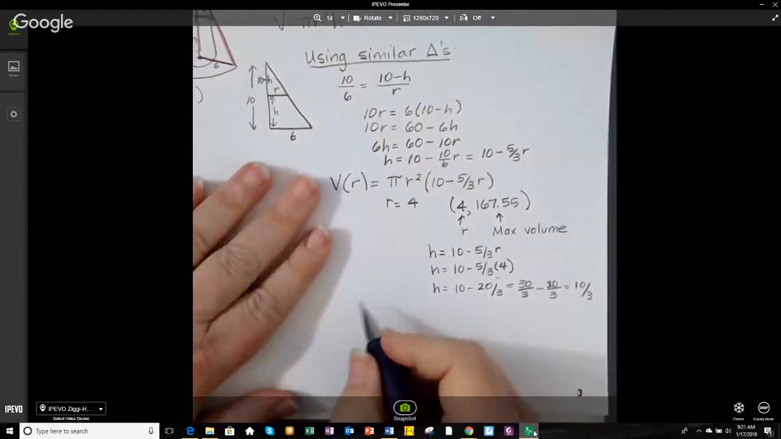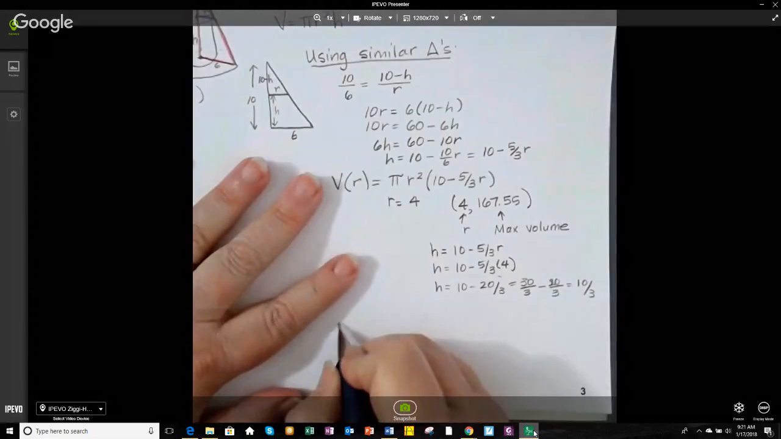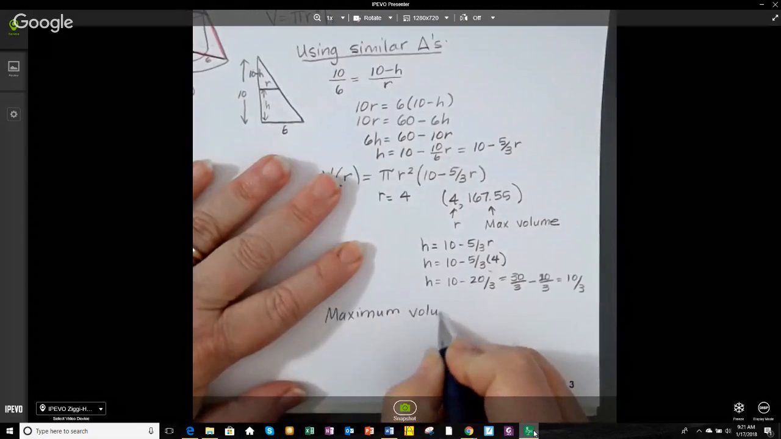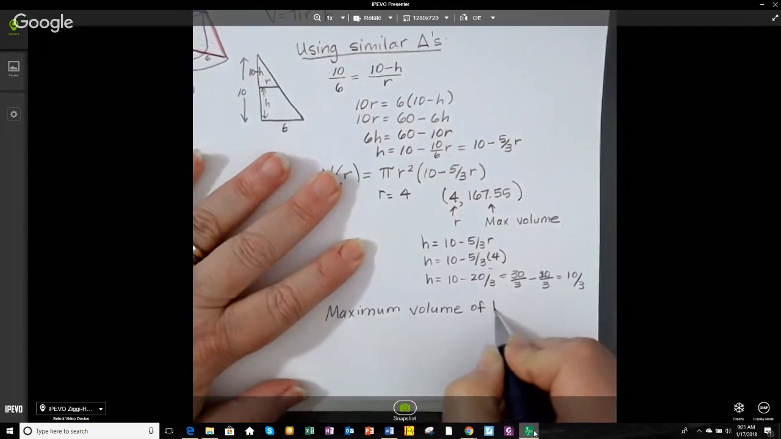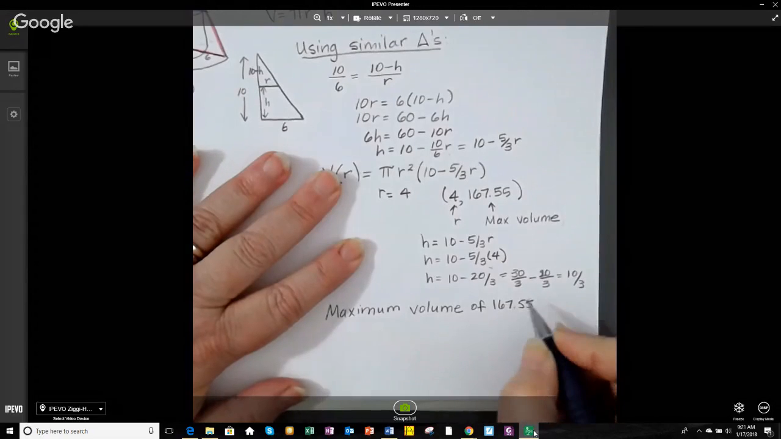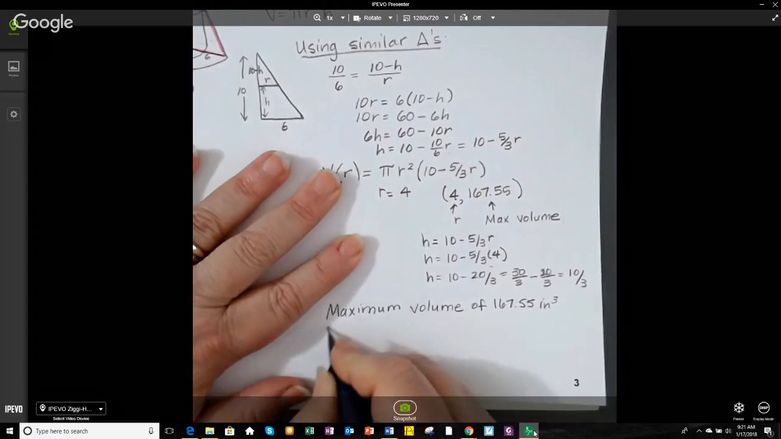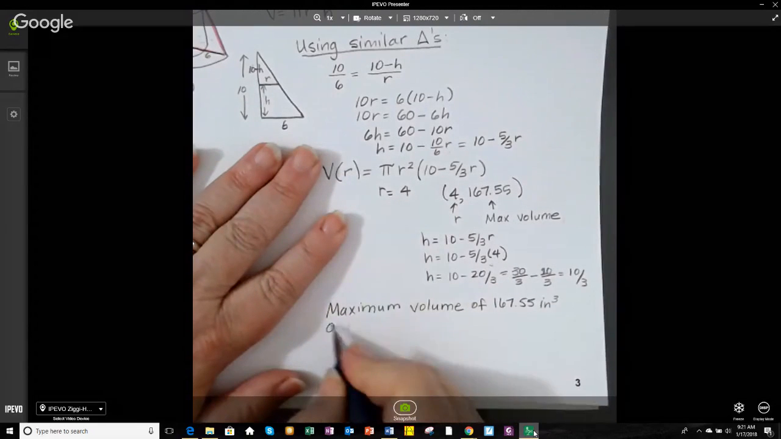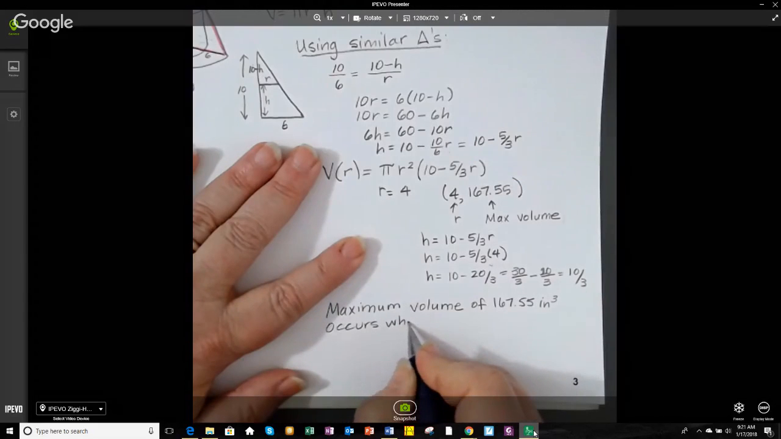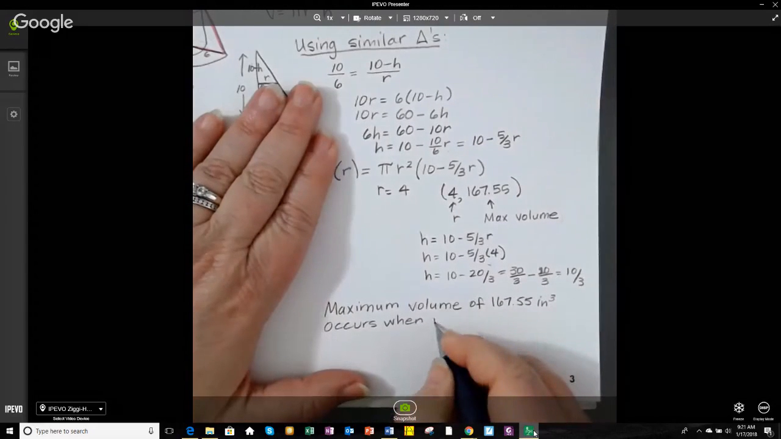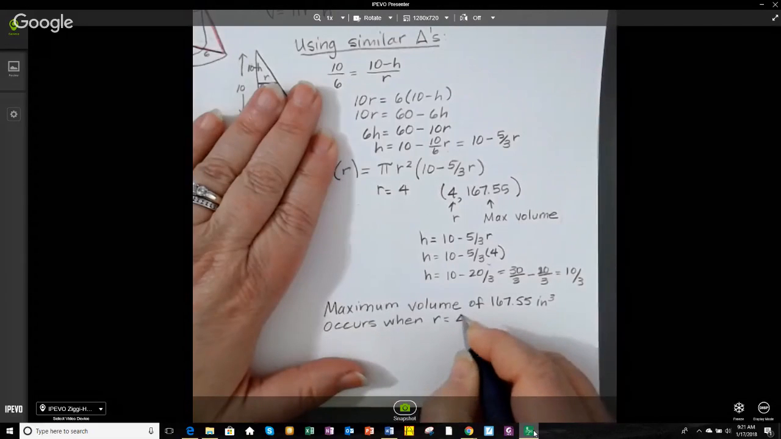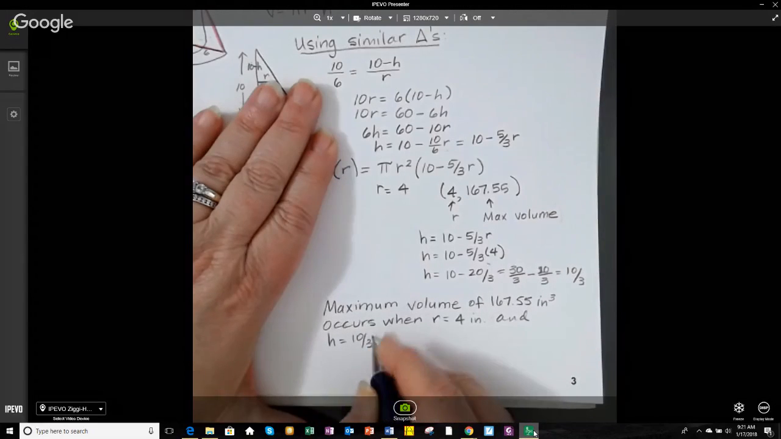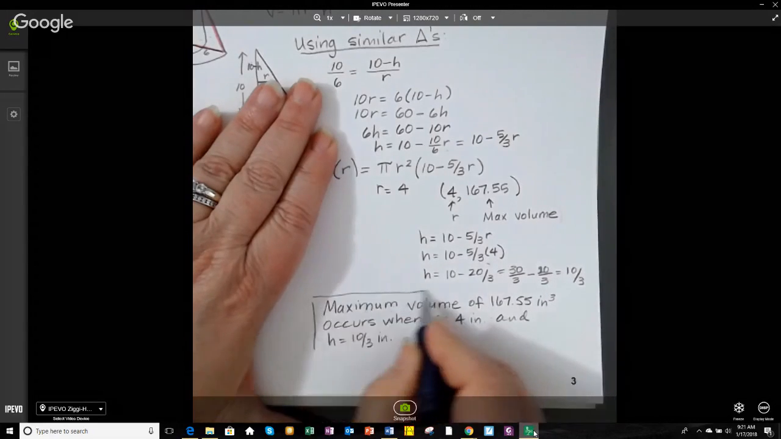to the problem, which says, find the radius and the height. So I can say maximum volume of 167.55, and this is in cubic inches, occurs when R equals 4 inches and H equals 10/3 inches. And so then there's our answer.